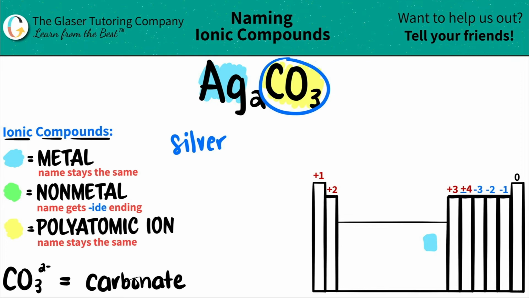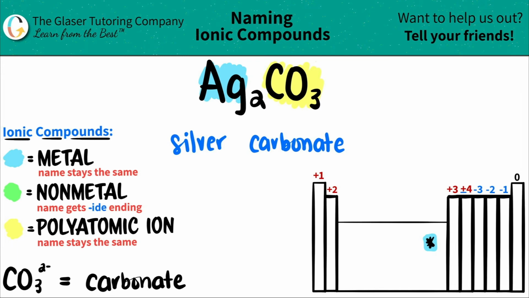And then comes the polyatomic, and polyatomic ions, those names stay exactly the same. So you just got to memorize it. Carbonate. Okay. Now here's a check, guys. Do I need a Roman numeral in here? Well, this is a trick.